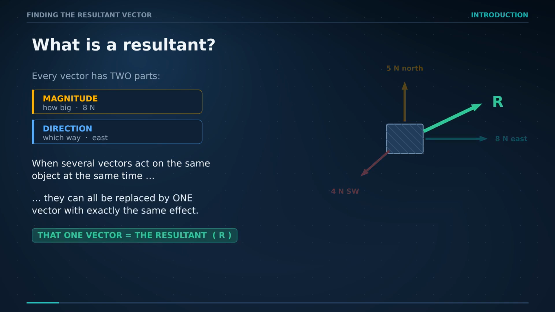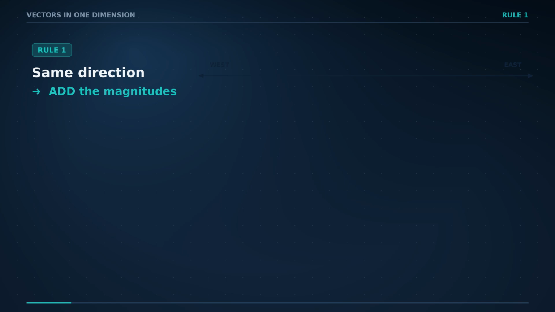That single vector is called the resultant. In this lesson, we will find the resultant of vectors in one dimension, and then of perpendicular vectors in 2 dimensions. Rule 1. When vectors point in the same direction, you simply add their magnitudes.